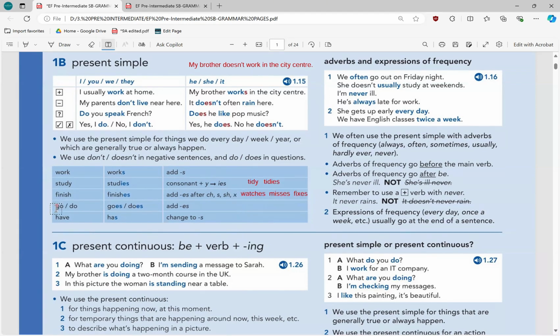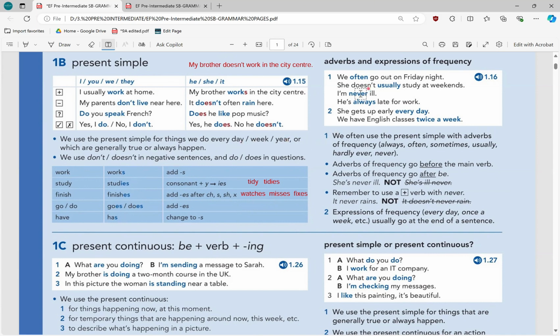Okay. Now, if it's go, goes, do, does, we just add ES. Go becomes goes, he goes, she goes, or he does, she does. Have becomes has. So he has, she has. I have, we have, you have, they have. He has. She has. It has.